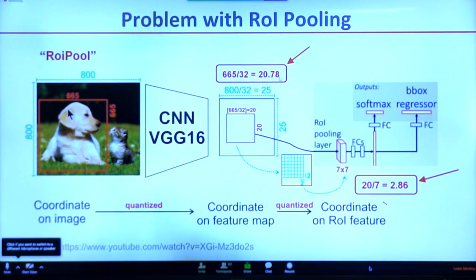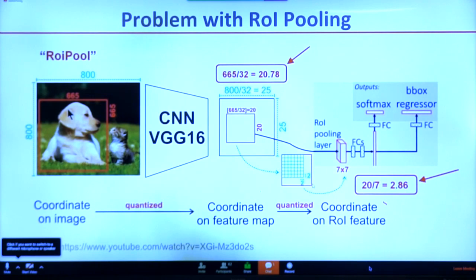Because 0.78 looks like a very small number, but one pixel in the feature map represents 32 pixels in the original image. So 0.78 times 32 is a bigger loss if you are trying to solve the problem of instance segmentation. So this needs to be solved.